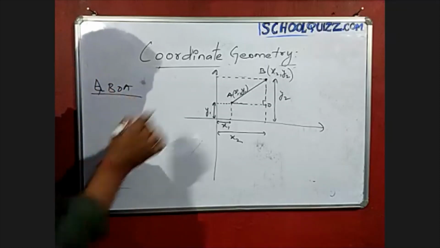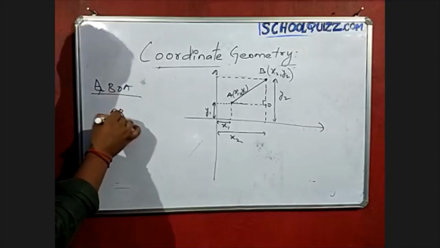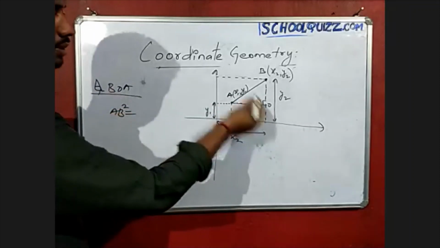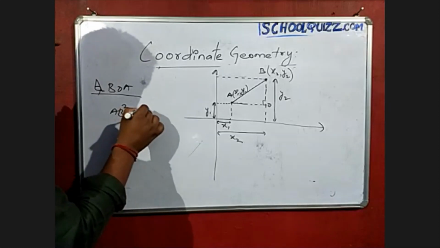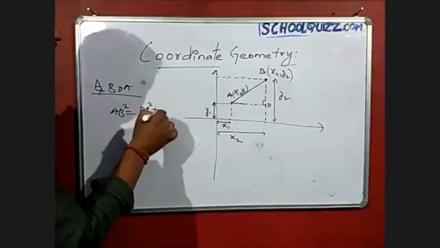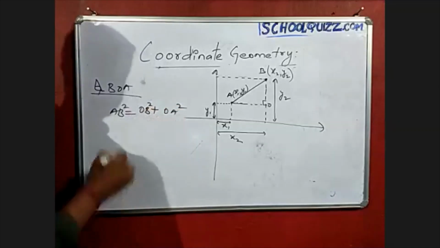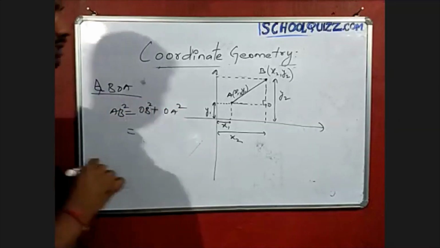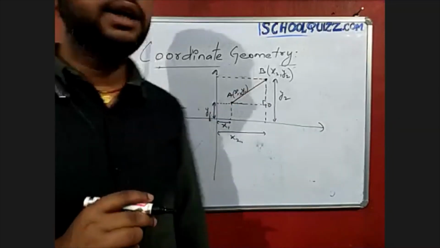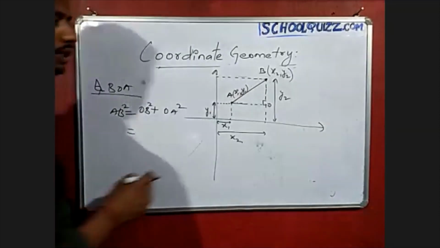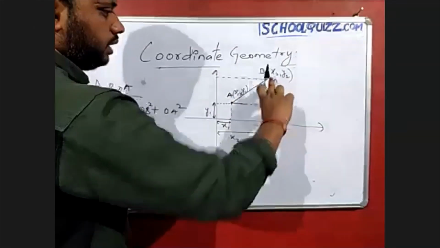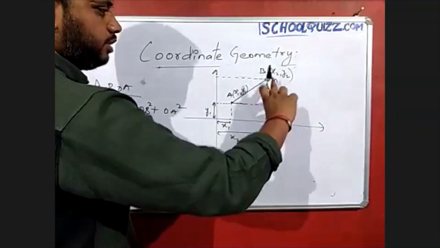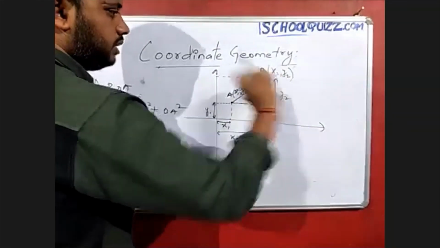So from Pythagoras theorem we can say AB square, that is the hypotenuse, where 90 is there, against that will be the hypotenuse. So AB square is nothing but OB square plus OA square. AB is the distance between these 2 points, which is what we need. And OB is this distance. This distance total is y2 and this is your y1. So if you subtract this minus this, you get this distance.